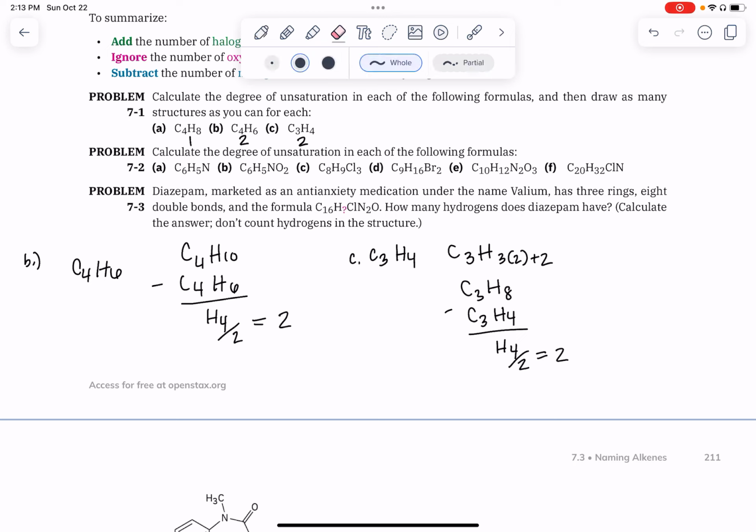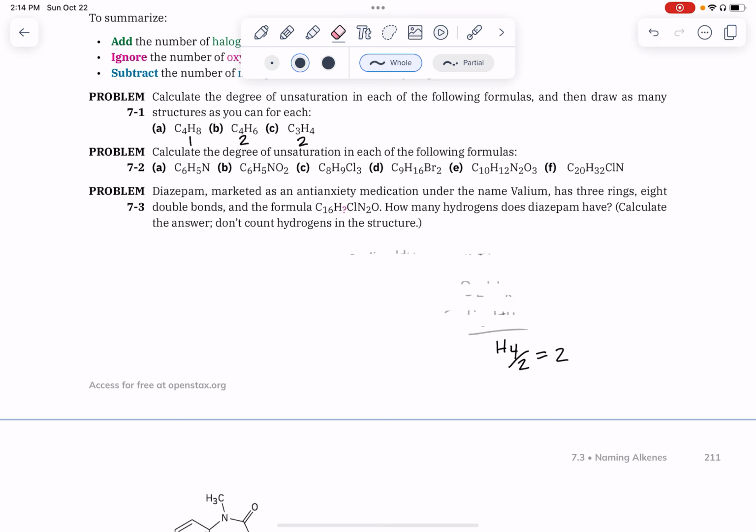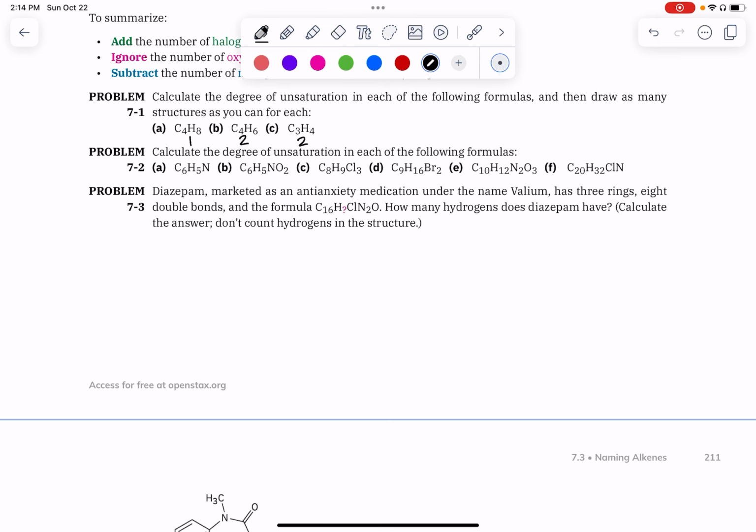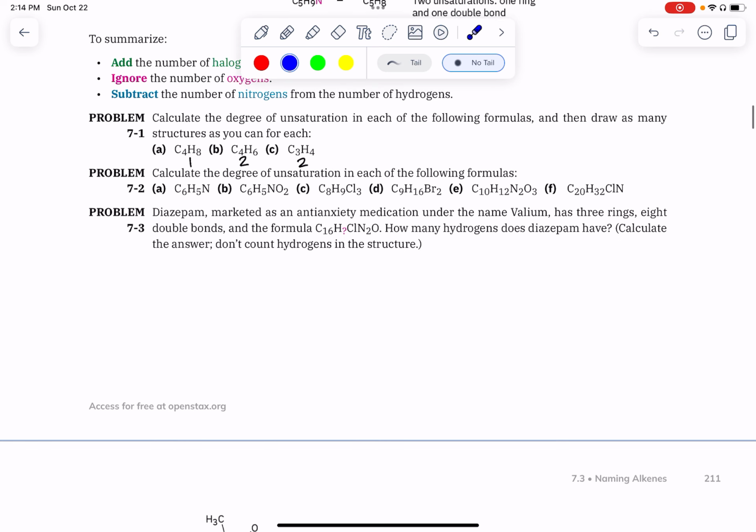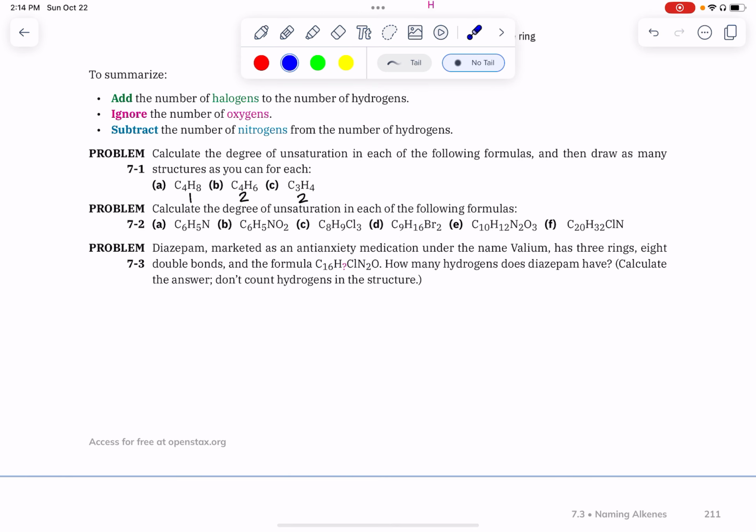Moving on to the next one, 7.2. Calculate the degrees of unsaturation in each of the following formulas. And now we're getting into having those extra atoms that do something to our IDH. And here are the rules right up here. If you have halogens, you add. If you have oxygens, you ignore. And if you have nitrogens, you subtract.